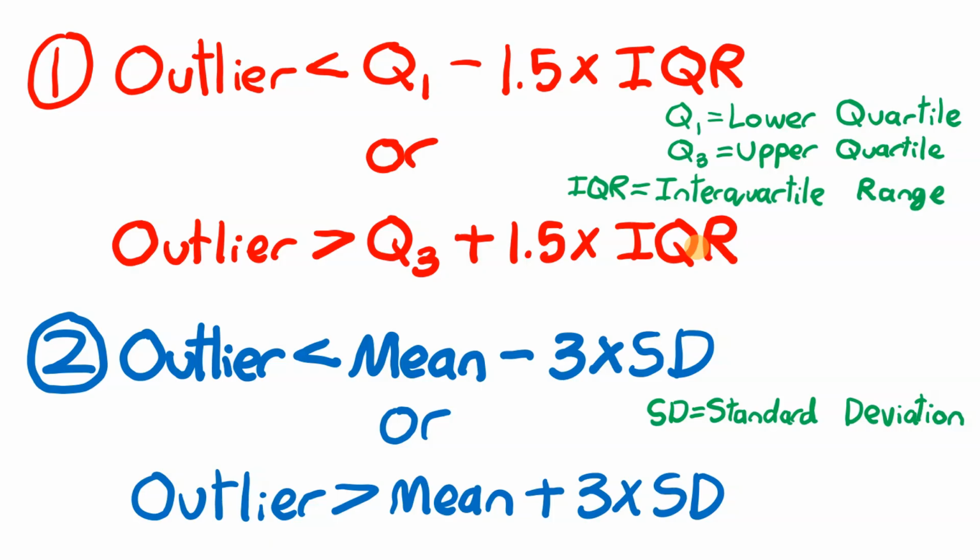And then the other one is to do with the mean and the standard deviation. So an outlier is defined as any data point that is less than the mean minus 3 times the standard deviation, or an outlier is defined as any point that is bigger than the mean plus 3 times the standard deviation.